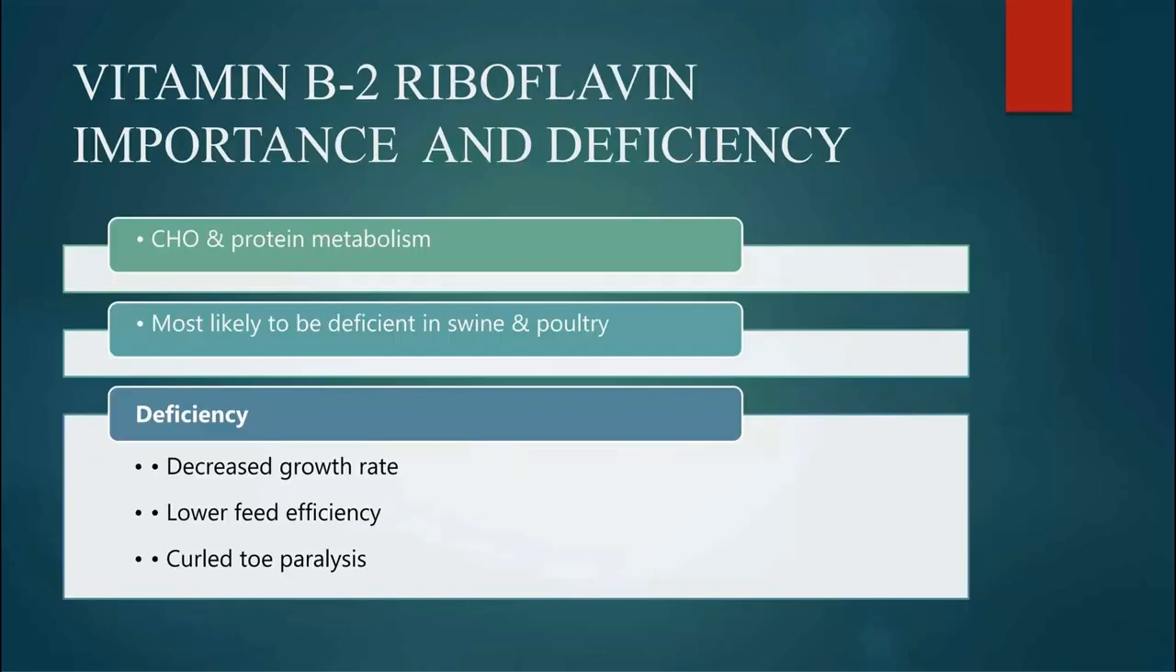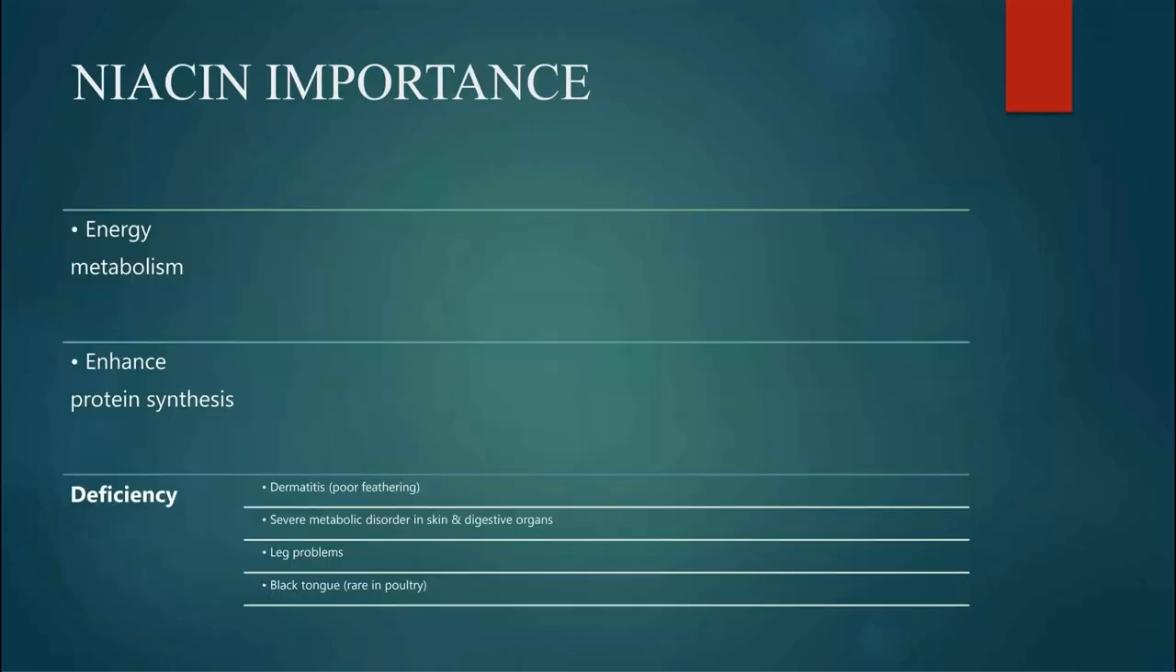Then vitamin B2, riboflavin importance and deficiency: carbohydrate and protein metabolism is there, and deficiency is most likely in swine and poultry. Deficiency causes decreased growth rate, low feed efficiency, and curled toe paralysis will happen. Then niacin is another thing. It is very important in energy metabolism and enhances protein synthesis, and the deficiency of this one will lead to dermatitis, poor feathering, especially in poultry. Then black tongue is there, in case of cattle.